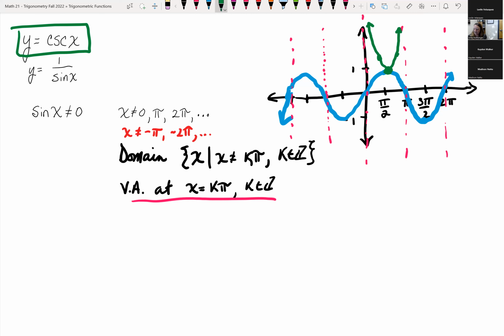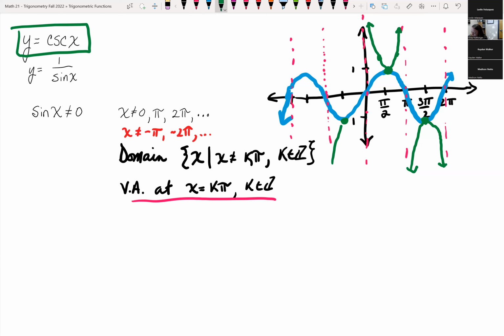So same sort of idea here. When we put in 3 pi halves into cosecant of x, that's 1 over sine of 3 pi halves, or 1 over -1, which gives us back -1. And so what the graph of cosecant of x is going to look like at that point is it's going to look like an upside down parabola shape that is growing. It's going down to -infinity as we approach our vertical asymptotes.